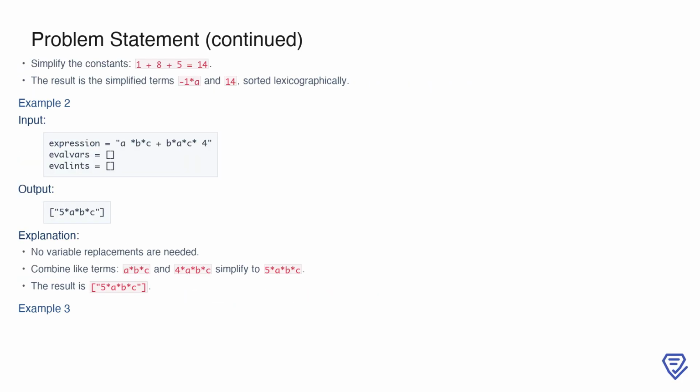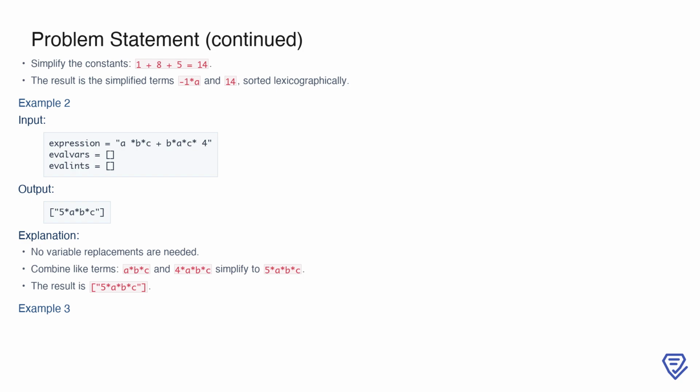After substituting the known value for e, we simplify the constants in the expression. Combining 1, 8, and 5 gives us 14, so the simplified expression becomes 8*a and 14. These terms are then sorted lexicographically, resulting in the output list, 8*a, 14.